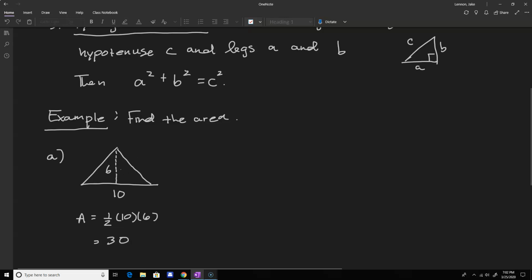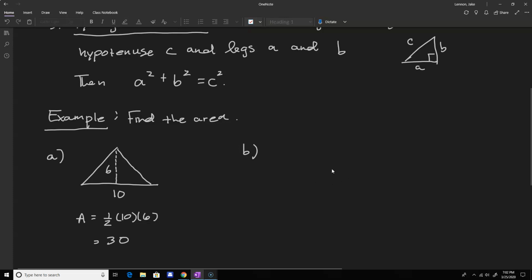Notice that knowing either of the other two sides doesn't really help us here for finding the area. You do need to know the height. There is a formula known as Heron's formula that will allow you to find the area knowing just the three sides, but we're not going to go over that in this course.